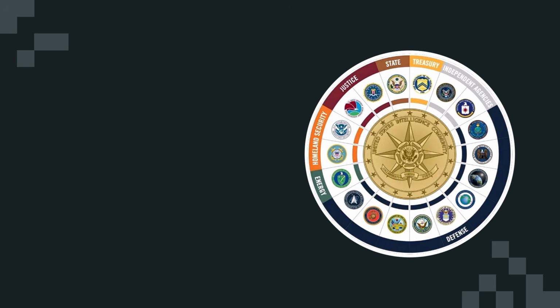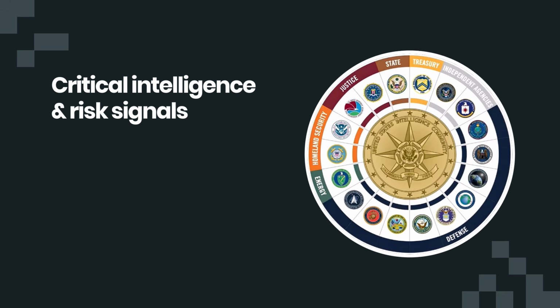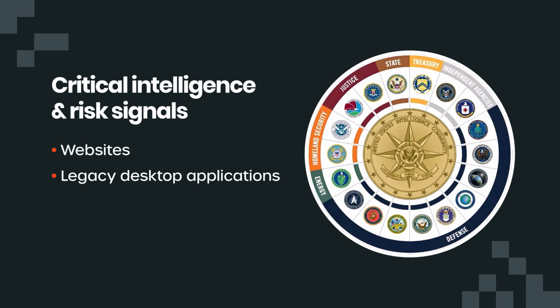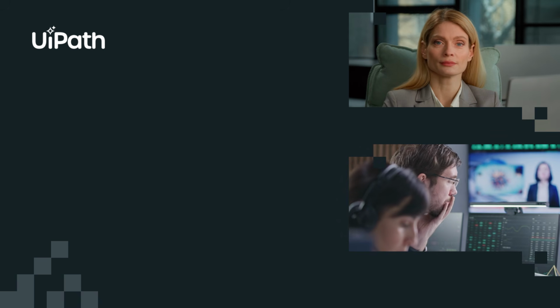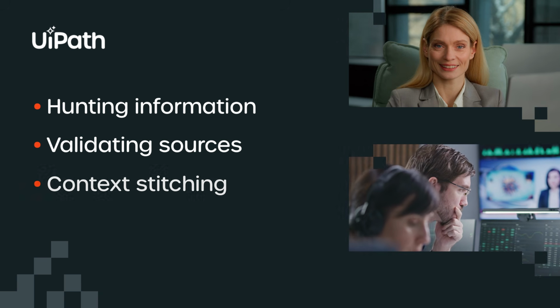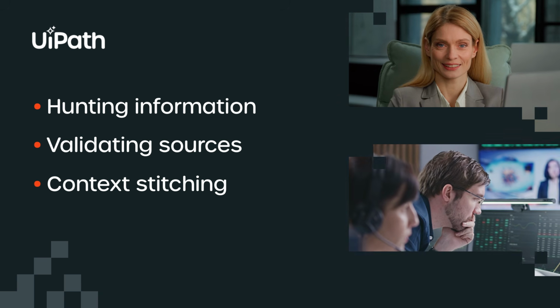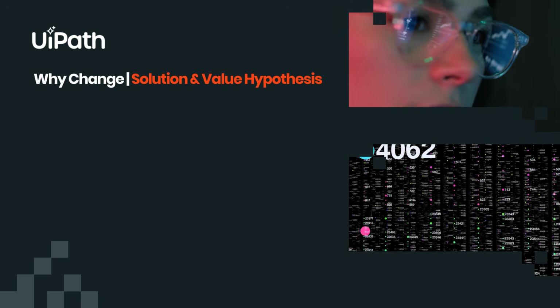Every organization here faces the same challenge. Critical intelligence and risk signals live across websites, legacy desktop applications, APIs, and unstructured documents. And analysts like Sarah spend more time hunting for information, validating sources, and stitching context together than actually making decisions. What you're about to see is how UiPath changes that.